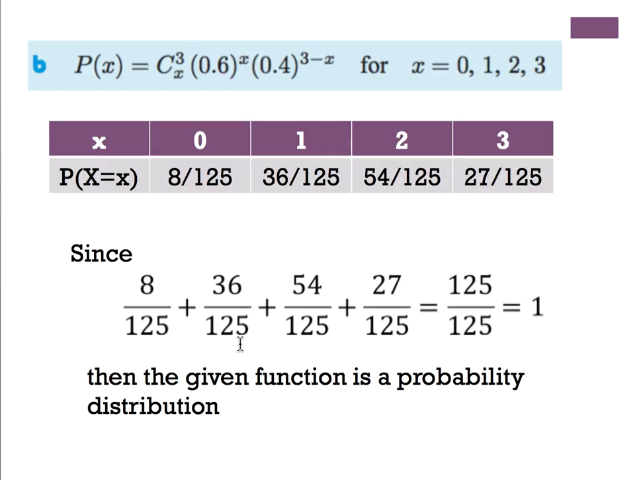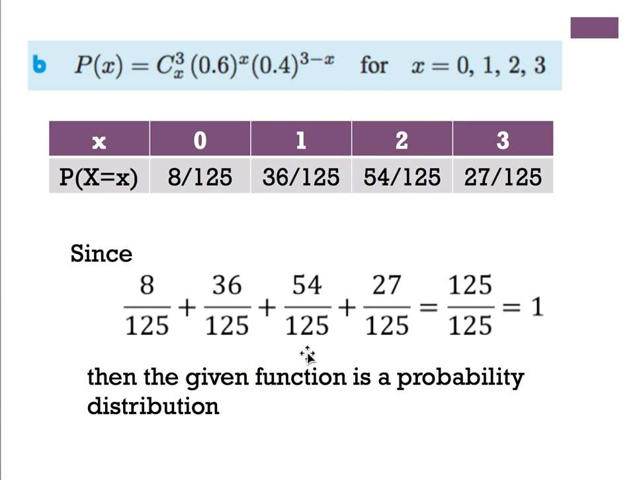Let's move on to the next example. So our probability function is defined to be a combination of 3 taken x, 0.6 to the power of x times 0.4 to the power of 3 minus x. So we will do the same thing wherein these are the values of the random variable. So plug those in our function to get the corresponding probabilities. And this is what we get.